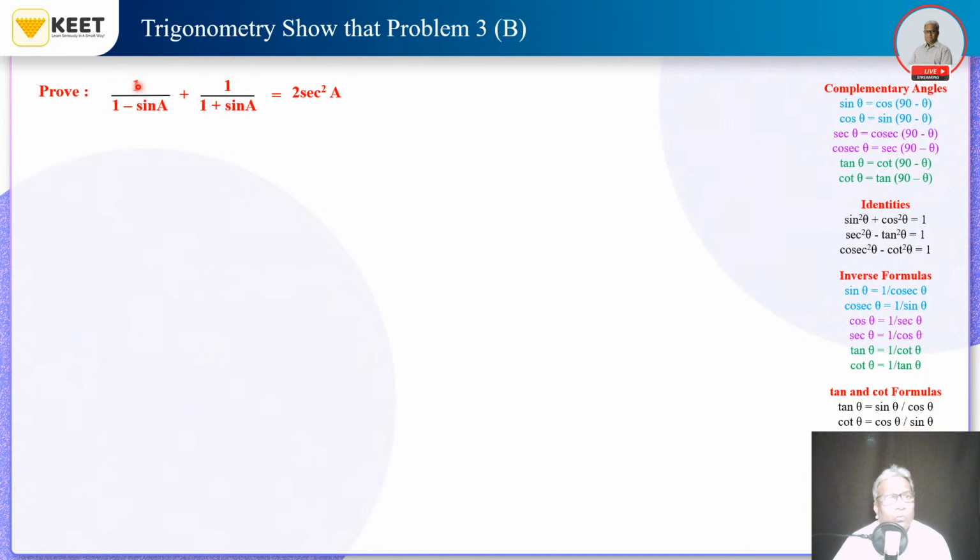Now it is 1 upon 1 minus sin A plus 1 upon 1 plus sin A is equal to 2 sec square A. So take the left hand side. You will note that 1 minus sin A is the denominator in the first fraction, and 1 plus sin A is the denominator in the second fraction. Now just change the color. So on changing the color, you will get one part in green color, other in blue color.